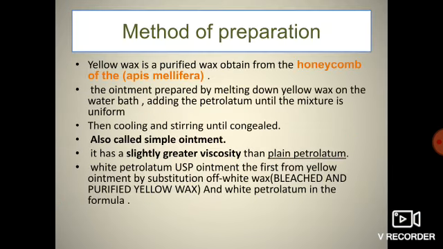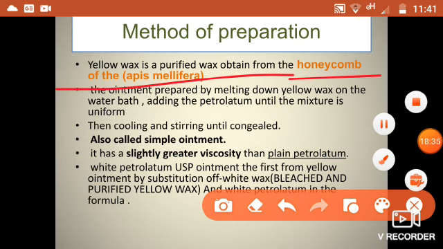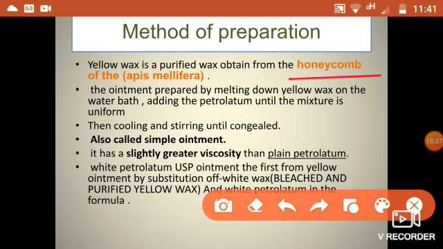Yellow wax is purified wax obtained from the honeycomb of the Apis mellifera. This is additional information for you to gain an extra mark and a good position in your exam. So the yellow wax is purified wax. From where can you obtain it? From the honeycomb of the Apis mellifera. Apis mellifera is the species name of the honeybee.